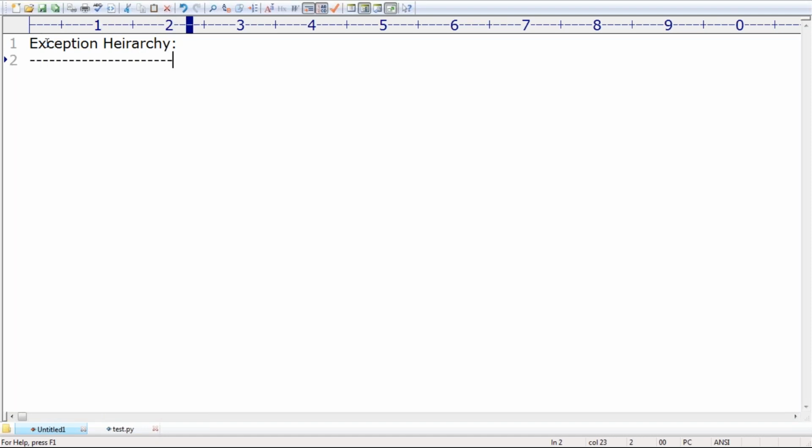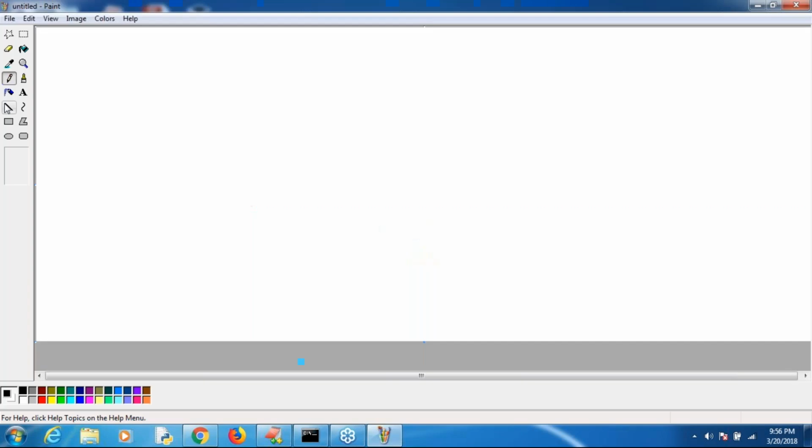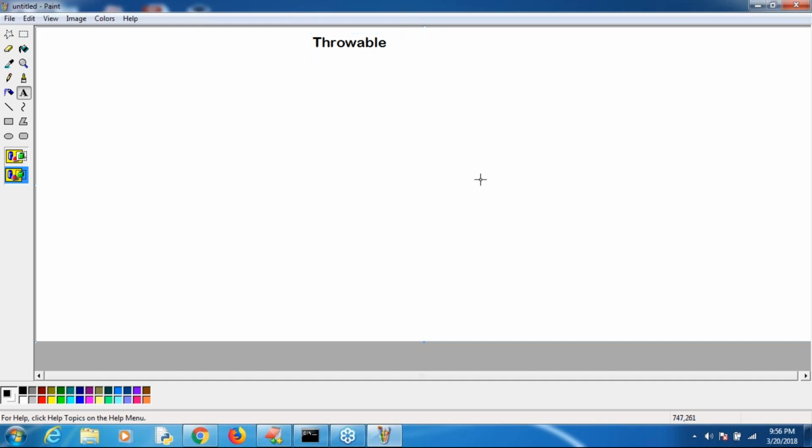Now, do you know in Java, which class acts as base class for all exceptions? Anyone, can you please tell? Remember that Throwable acts as base class for all exceptions, right? Make sure, sir. This Throwable class acts as base for any exception or error in Java, because all exceptions and all errors in Java come under Throwable only.